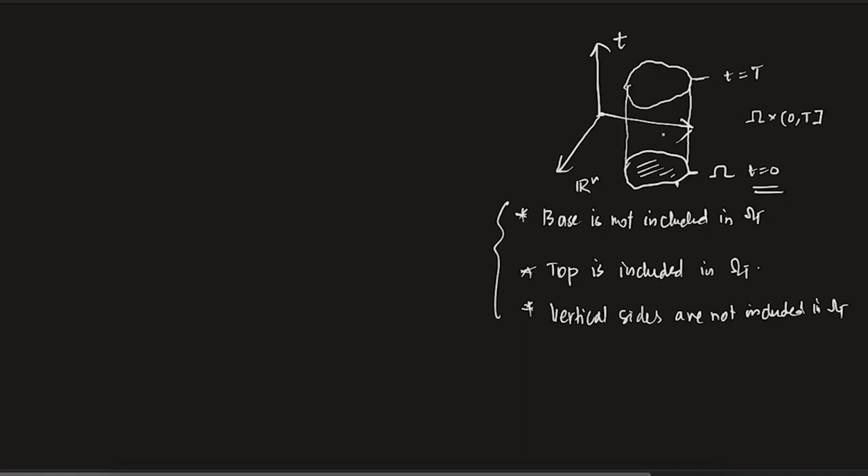That is the vertical sides, right? And omega does not contain the boundary, so the vertical sides are also not included in this. So the top part is included, the vertical sides are not included, the bottom is not included, and whatever is inside, of course, is included. So that is your omega t.